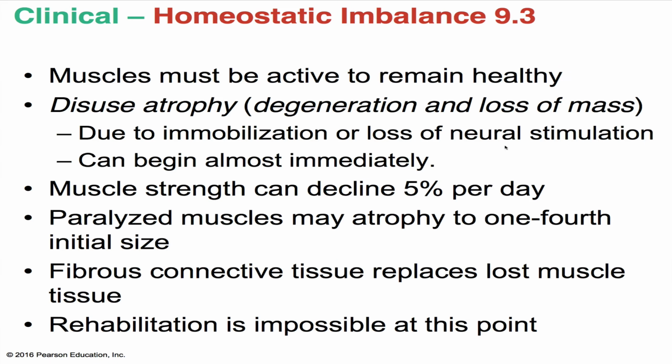So when we're saying a loss of neural stimulation, this is what we're talking about. These paralyzed muscles may start to atrophy, and they end up shrinking to about 1/4 their initial size. Now, when you have a fracture, after the bone is healed, you can go back to physical therapy, and they can restore normal function of that limb, of those muscles. But again, when you have paralysis, fibrous connective tissue can end up replacing that lost muscle tissue, and at that point, rehab is impossible.